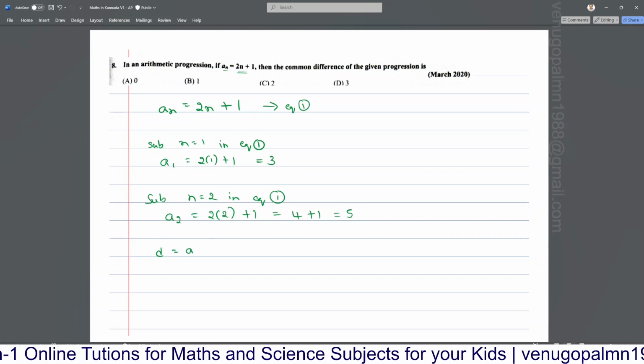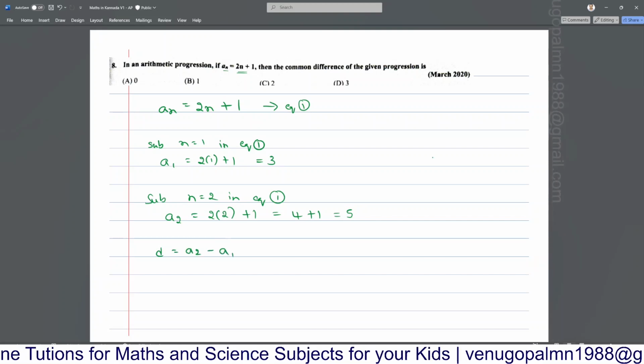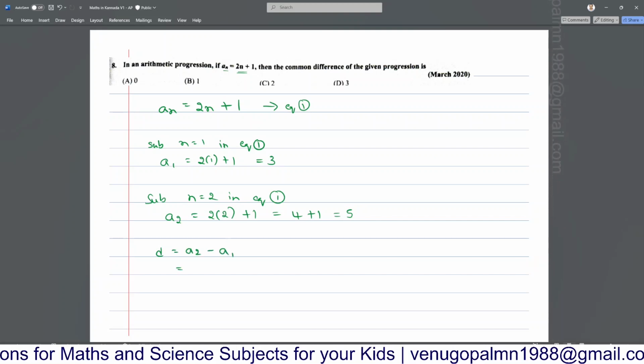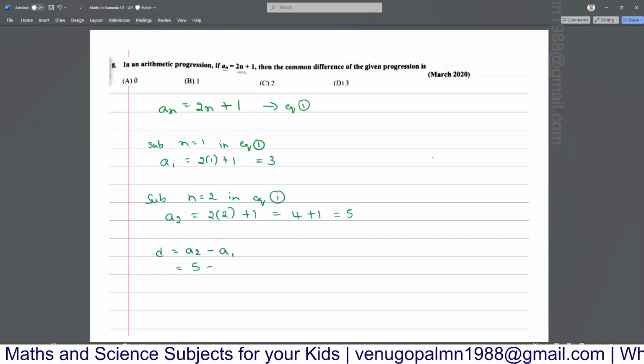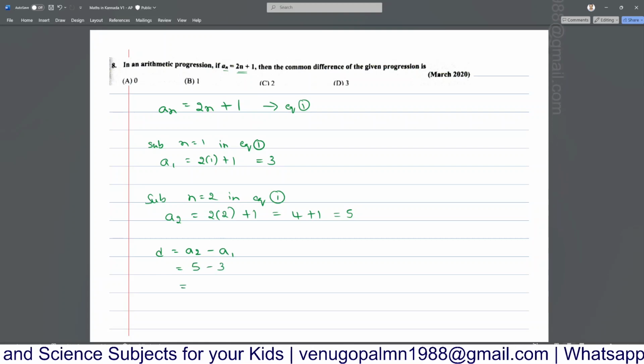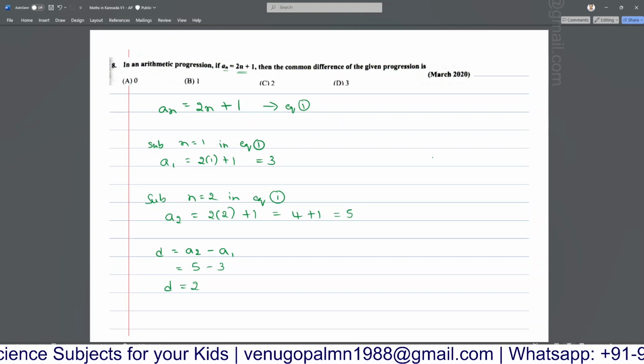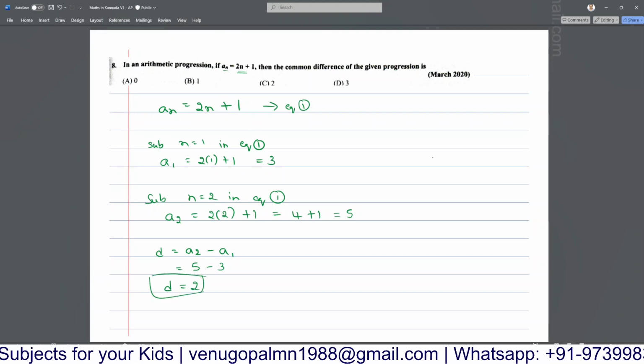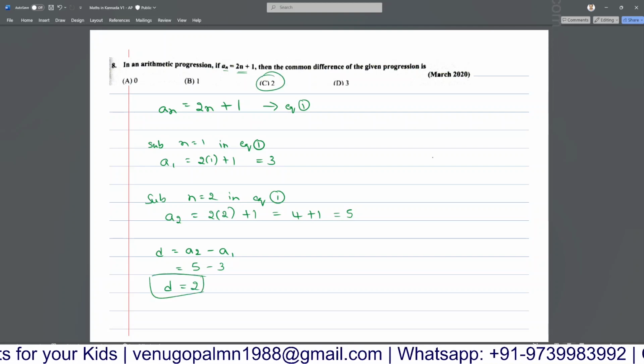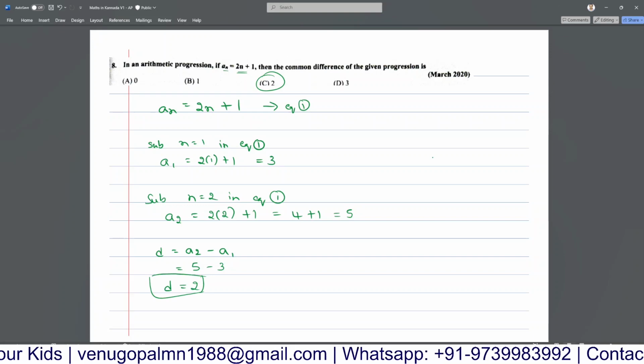So in this case, if you want to find out the common difference, it is equal to a2 minus a1, difference of two consecutive terms. a2 is what? 5. a1 is what? 3. The common difference d is equal to what? 2. 2 is the common difference. And the right answer is option C. Got it, guys?